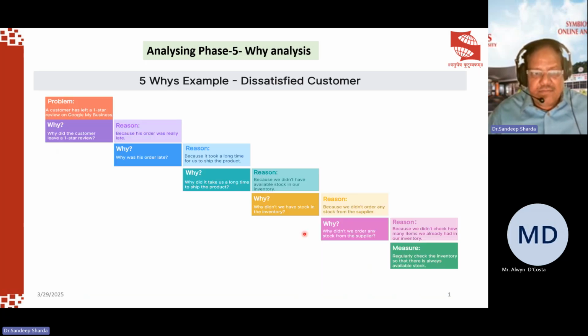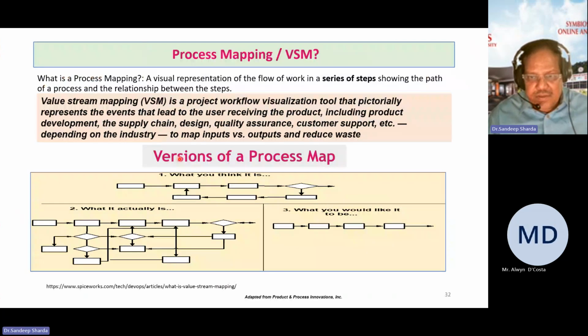Another is the 5 whys analysis, where we ask 5 times why it has been happening. That also we have discussed. The process mapping, the VSM also we have discussed, which is a workflow visualization tool that pictorially represents the events that lead to the user receiving the product, including product development and the supply chain, design, quality assurance, customer support, and it is developed in the industry to map the inputs and the outputs and reduce the waste.